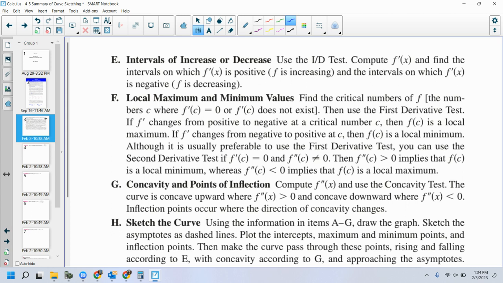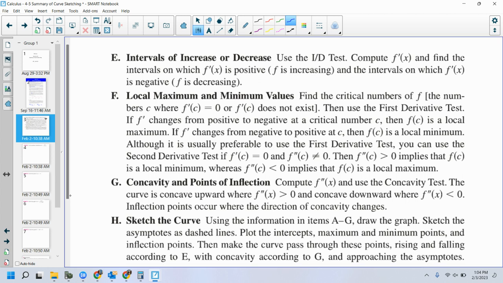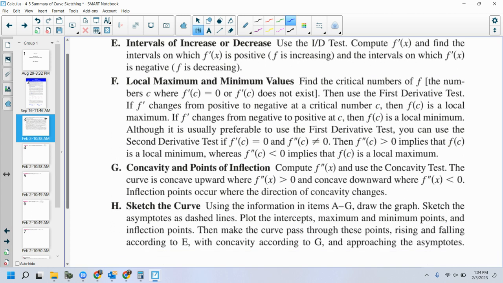And then lastly, put it all together. Sketch the curve, to the best of your ability. Using the information from items A to G, draw the graph, sketch the asymptotes as dashed lines, plot the intercepts, maximum, minimum, and inflection points. Then make the curve pass through those points, rising and falling according to the intervals of increase and decrease, with concavity and approaching the asymptotes. How is that a guideline? It's just telling you to graph. So that's what I'll be asking you to do for these problems in the homework. Basically, just graph the functions. More graphing.